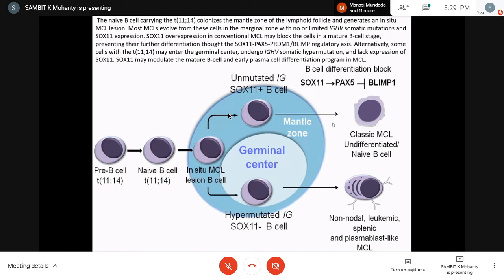and plasmablast-like MCLs, and they are SOX11 negative.